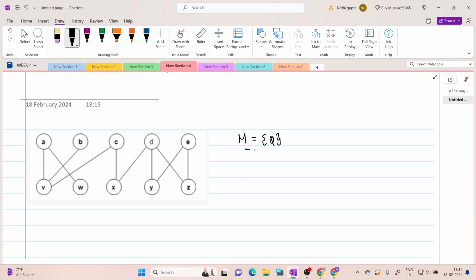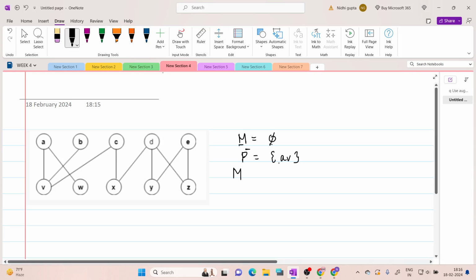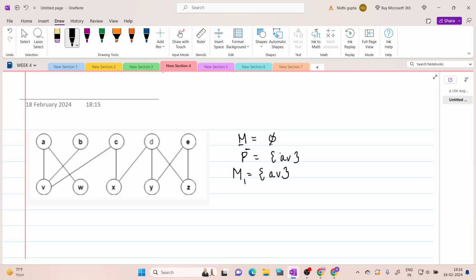An augmenting path starts with an unmatched vertex, ends with an unmatched vertex, and alternates between unmatched and matched edges. Now since M is empty, none of the vertices are matched. Therefore we can pick any edge. So our P is just, let's say, AV. Now my M is the symmetric difference of M and P. The symmetric difference of the empty set and P is just AV. So my new matching is AV, this edge.